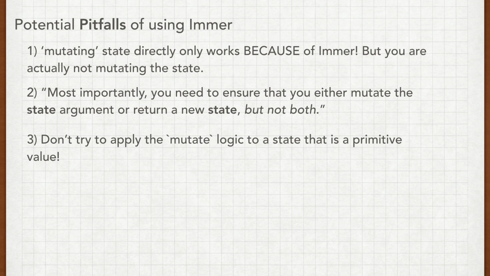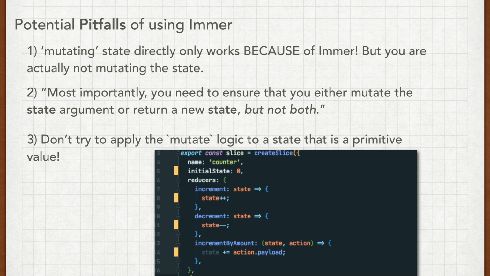And number three, don't try to apply the mutate logic to a state that is a primitive value. So Immer works for objects and arrays, but not for primitive values. So let's say you got used to not having any returns in your reducer functions and just mutating the state directly. But look at this example right here. Check out the initial state, it's 0, meaning it's a primitive value because numbers are primitives. And within our increment, we're not returning anything. All we're doing is state plus plus.